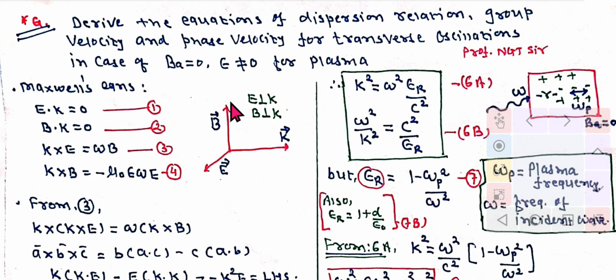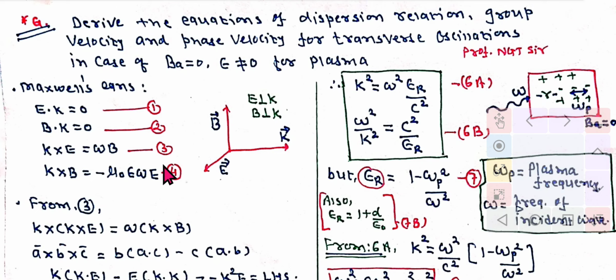Now you see this is the wave vector K. In this direction the wave can be propagated. B is the magnetic field of the wave, and E is the electric field. Applied magnetic field is equal to 0, but B and E are the fields of the wave itself. E is perpendicular to K and B is also perpendicular to K.